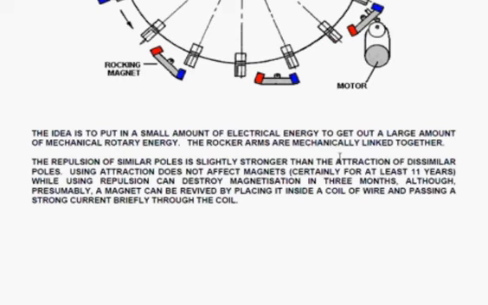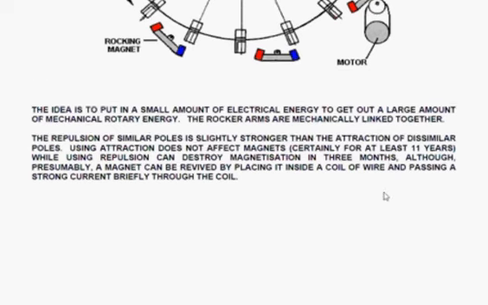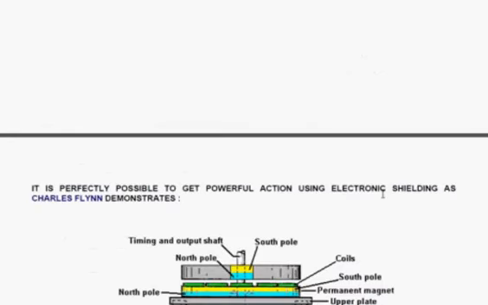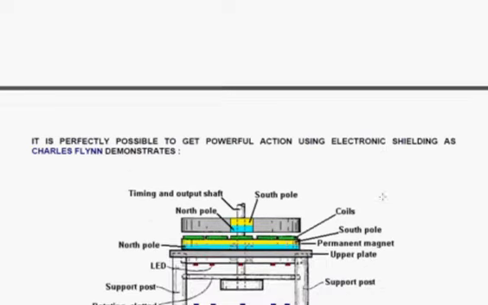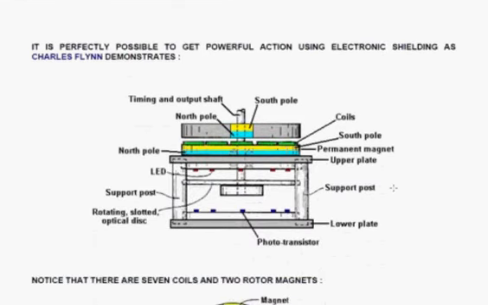Now, the thing is, if you're using attraction, the magnets are left untouched, and they will last certainly for at least 11 years. Presumably, you can revitalize them anyway by sticking a coil around them and passing a strong current briefly through the coil. But if you are using the repulsion mode, people will find that in certain conditions, you will lose the magnetic power of the magnets in about 3 months. So you need to be careful what you're doing. Now, waving magnets around the place is viable, but it's not necessarily the best way of doing it.